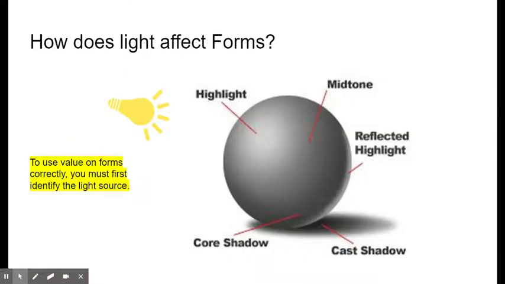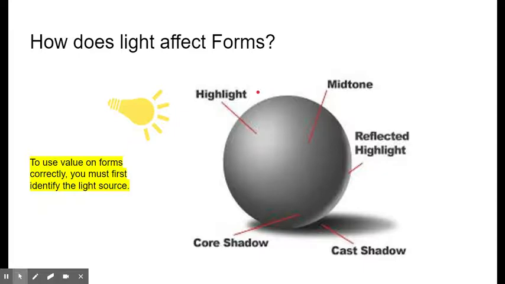Now, the key thing when you're drawing forms, you need to use value. Here we're looking at an example of how light is cast onto an object. In this case, the object is a sphere. What you see here, the light bulb represents the light source. Wherever a light shines, that would be the brightest.